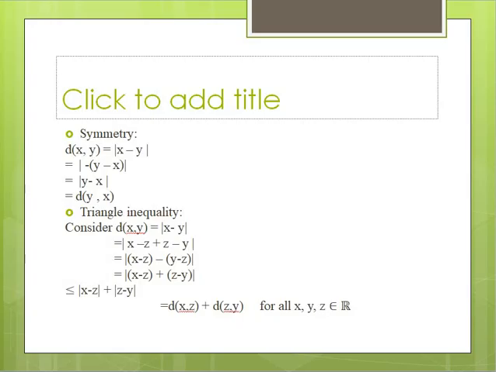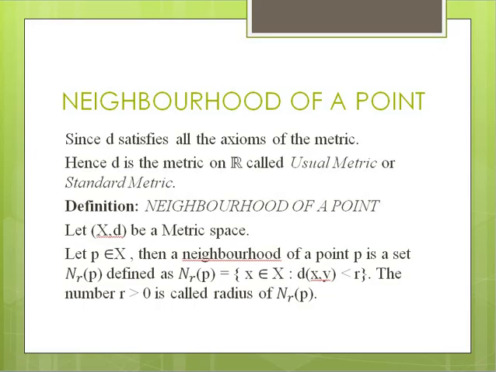Then the triangle inequality: distance between x, y equal to modulus of x minus y, which equals modulus of (x minus z) plus (z minus y), which is less than or equal to modulus of x minus z plus modulus of z minus y, which equals distance between x, z plus distance between z, y for all x, y, z belongs to R. Since d satisfies all the axioms of the metric, d is a metric on R. It is called the usual metric or standard metric.